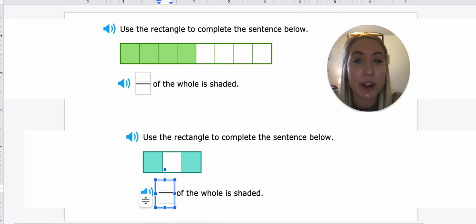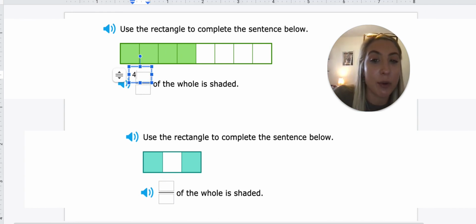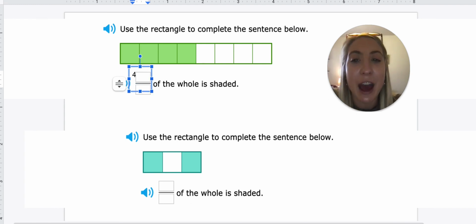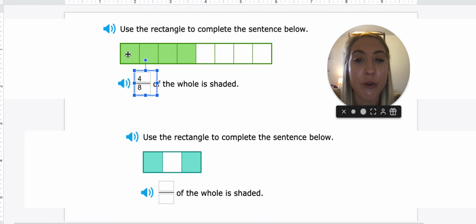Now when we're looking at these fraction bars, we see how much of the whole is shaded. We have to see how many are shaded. We have 1, 2, 3, 4 shaded. Now they're not asking for the part, they're asking for the amount that is shaded out of how many total? 1, 2, 3, 4, 5, 6, 7, 8. Out of 8, so we know that 4/8 is shaded. Four are shaded out of a total of 8 equal parts.